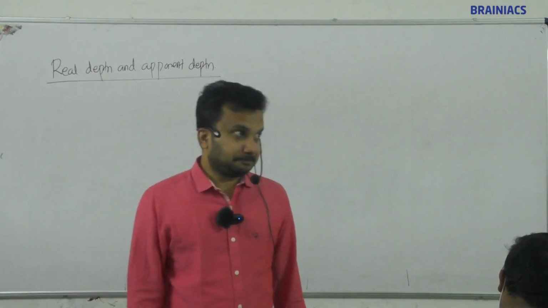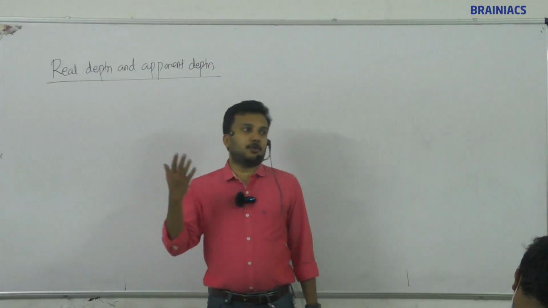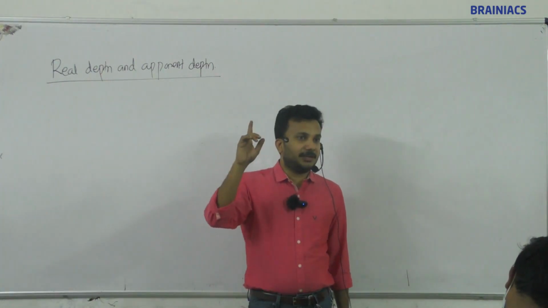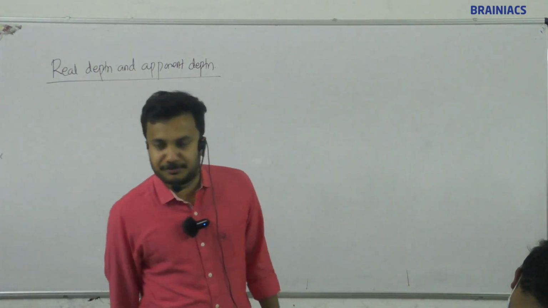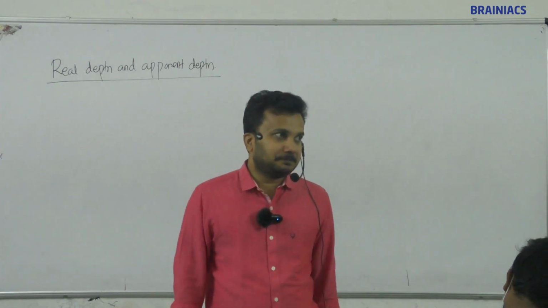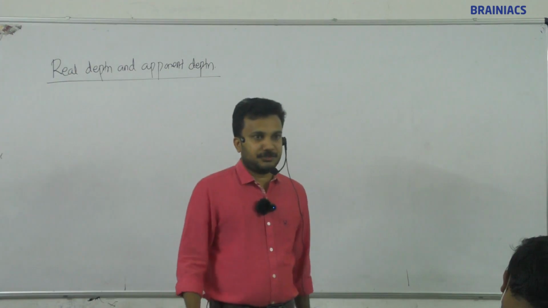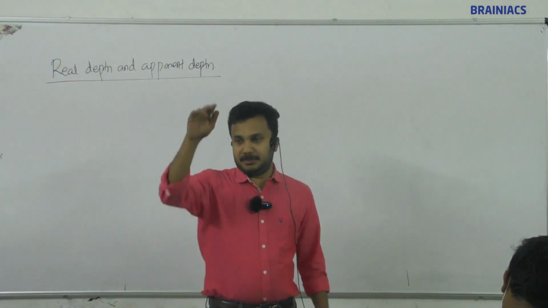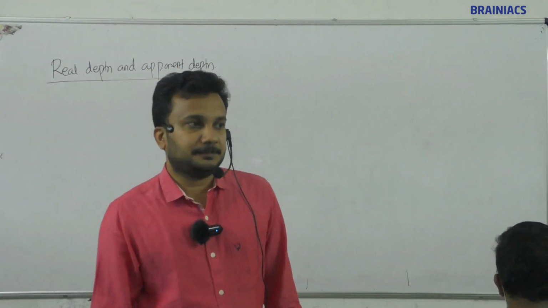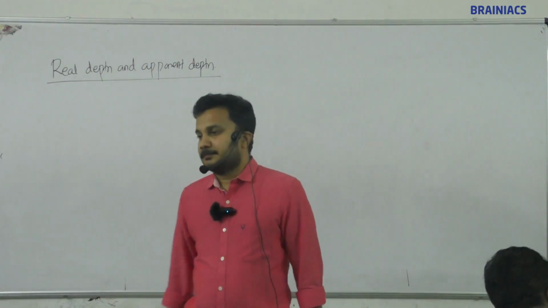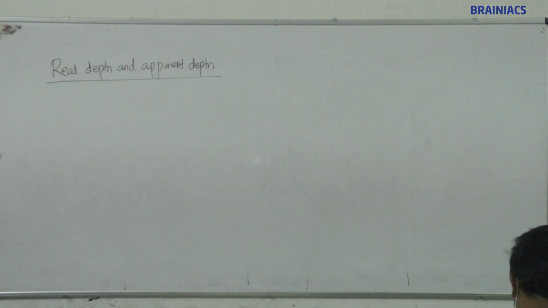The fish is in the water body at a depth of 24 centimeter, and the bird is at a height of 36 centimeters from the surface of the water, flying over the water body. The bird is looking at the fish. Then how much distance will the bird see the fish? What is the distance from the bird?